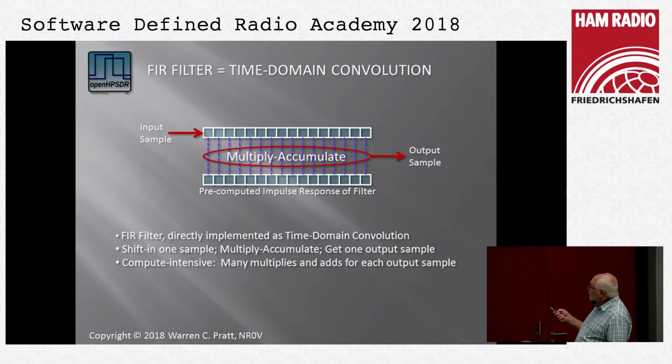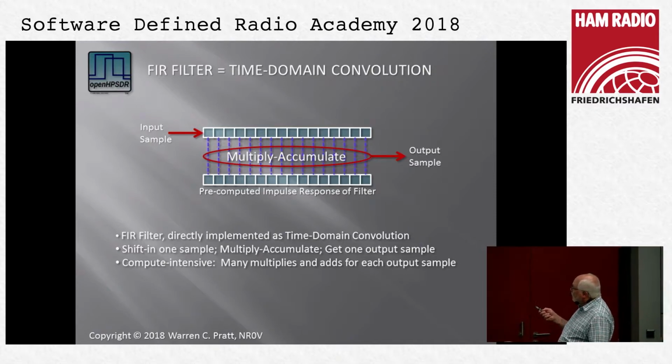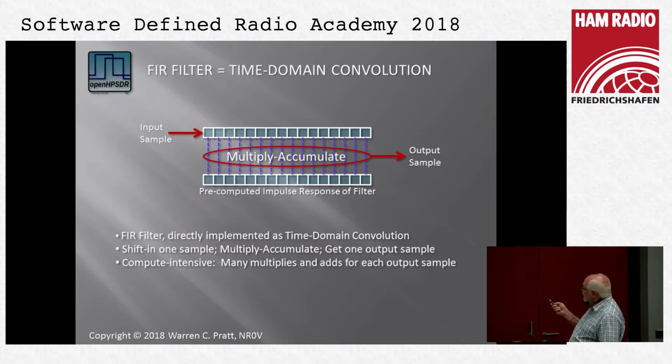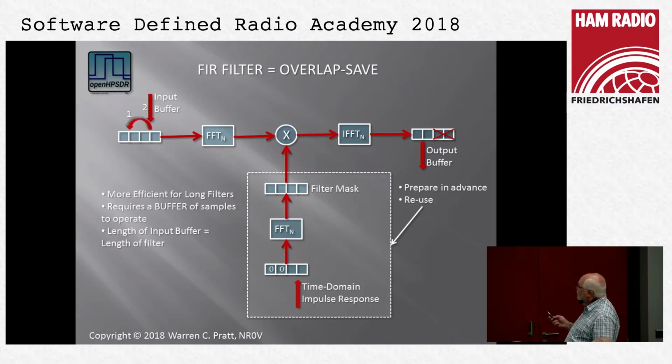We put in one sample at a time into a buffer. We have a pre-computed impulse response. We multiply sample by sample, add up all the results, and we get one output sample. Now you can see that's very inefficient, because to get a single output sample, we have to do a lot of multiplies and a lot of adds. So there are ways around that, as I mentioned, using FFTs.